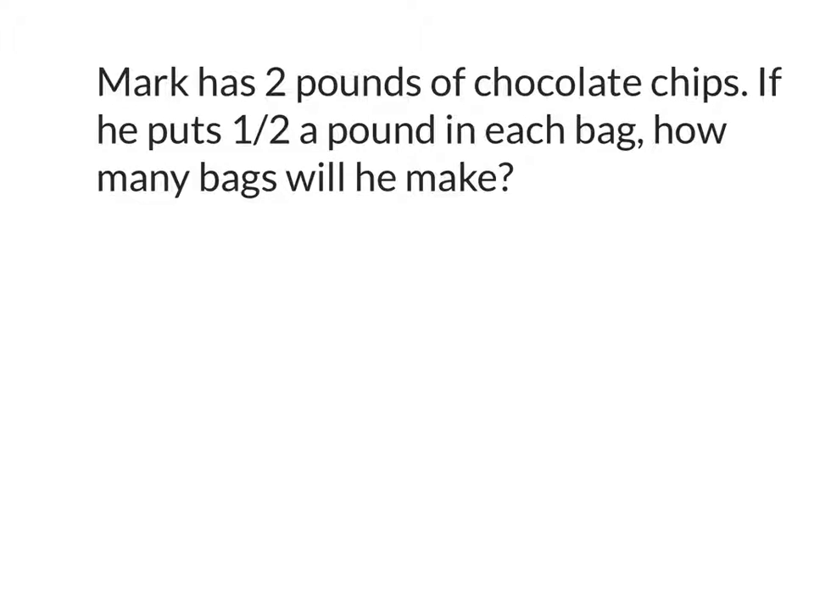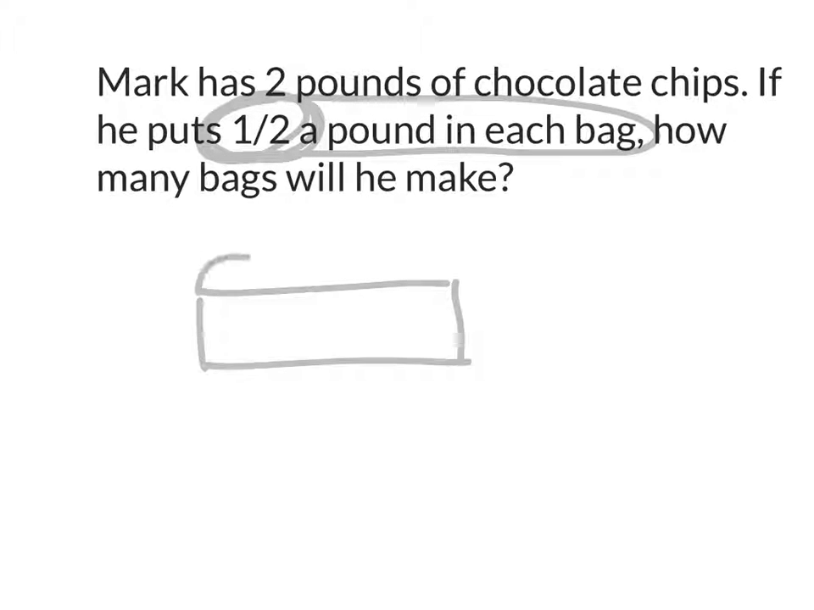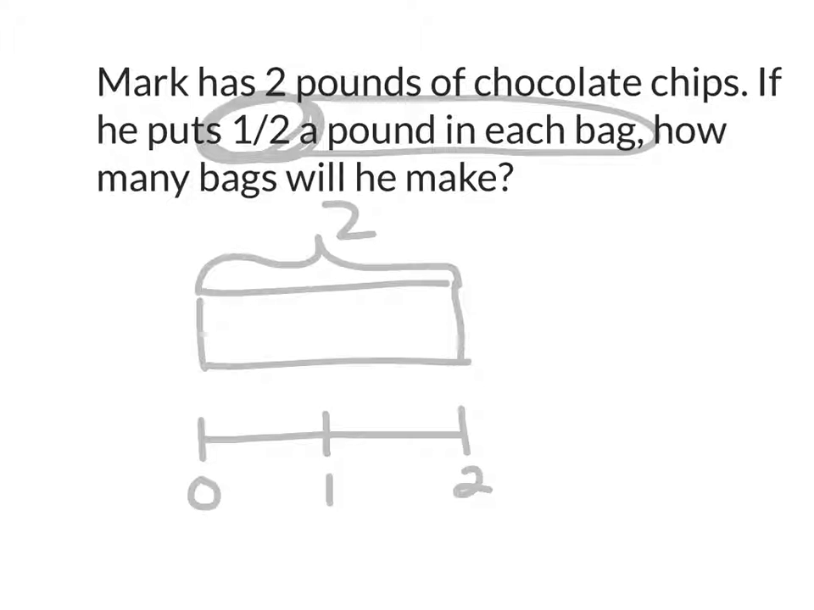Mark has 2 pounds of chocolate chips. However, this time we are putting 1/2 pound in each bag. Now we are working with a fraction. Let's draw our tape diagram again. That shows Mark's 2 pounds. And start our number line again with 0, and we stop at 2. We know about halfway between would be 1, but now we have to break these up into half pounds. So we need to know how many half pounds would be in 2 wholes.